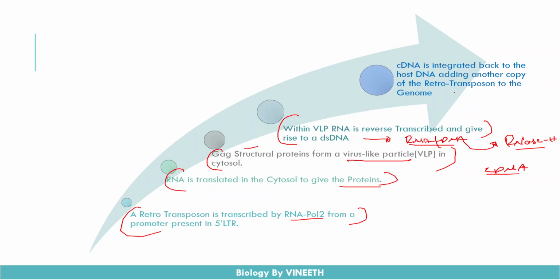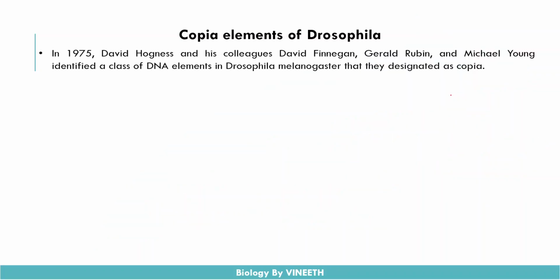By doing this, the original retrotransposon is also conserved, and the extra retrotransposon is also formed at different locations of the chromosomes. So this is the transposition mechanism which is involved in the retrotransposons.